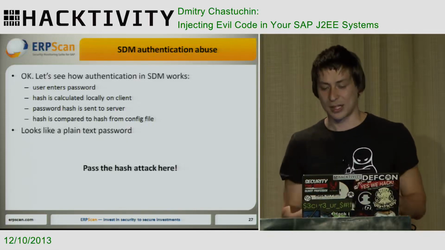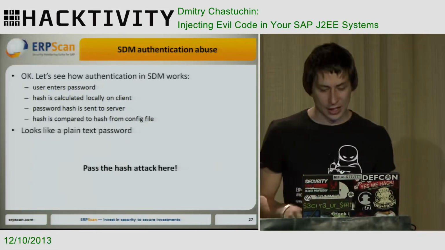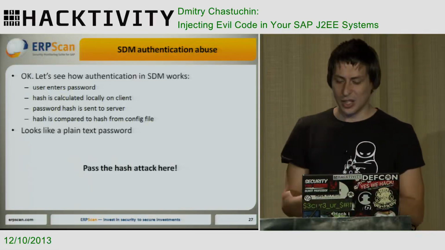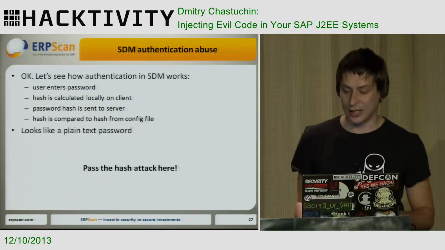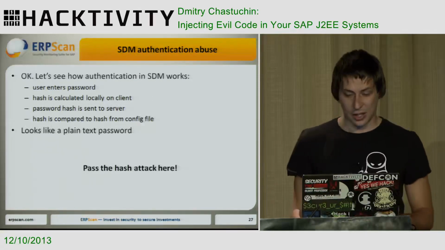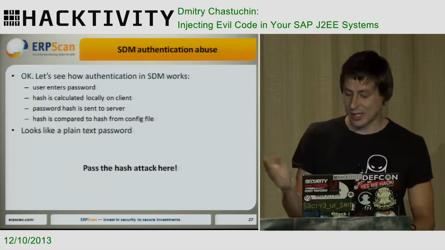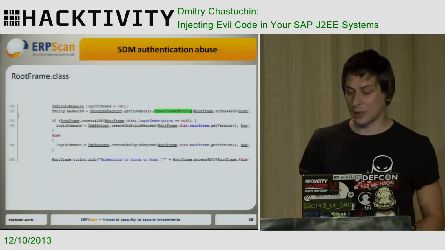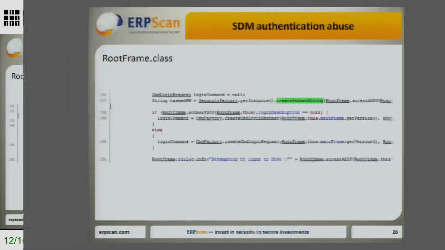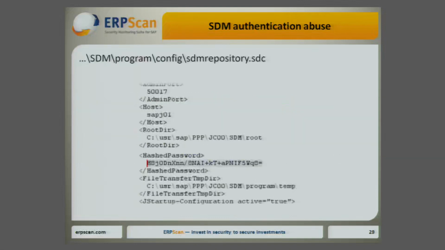So our attack is that we try to find the hash on the server, then use a random password, intercept the function call which calculates the hash on the client and replace it with the known hash. That's how we can log in without a password. The pass-the-hash attack here. There's the part of the client code where the hash string is created and sent. This function call we will intercept.